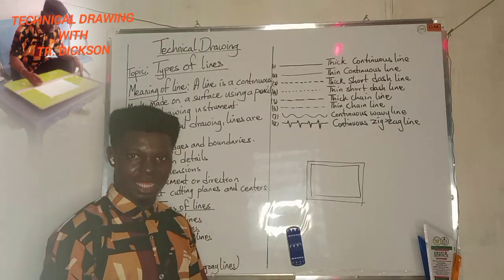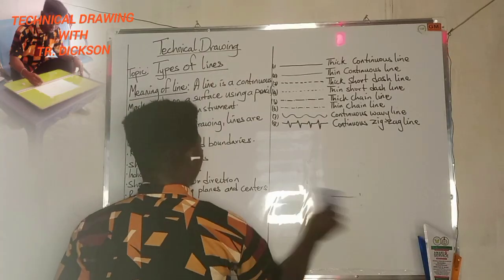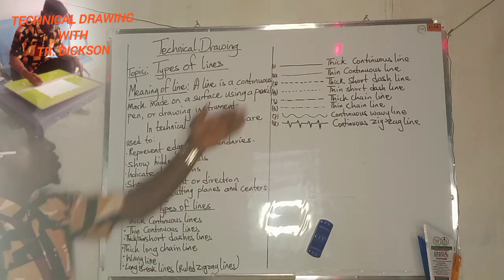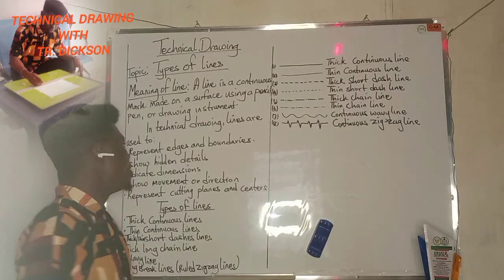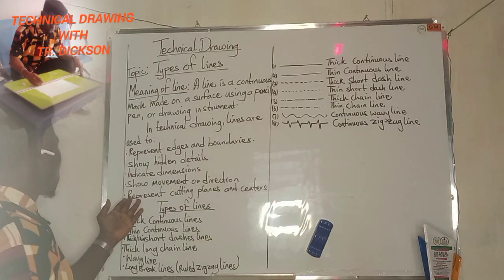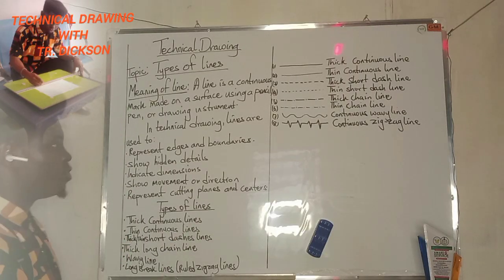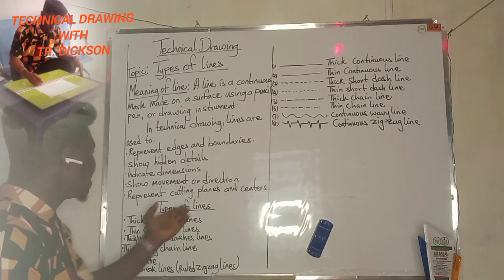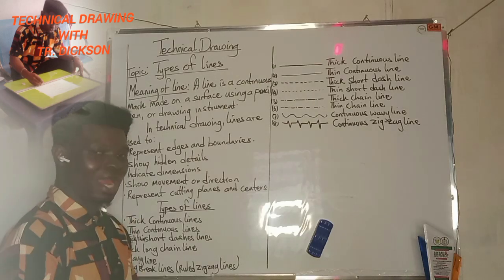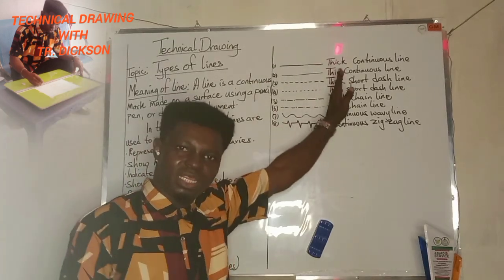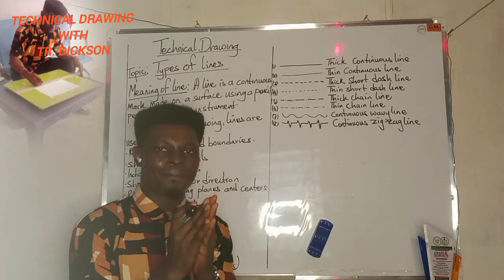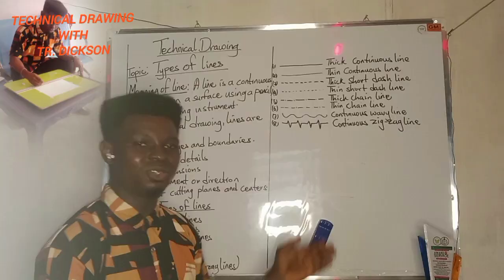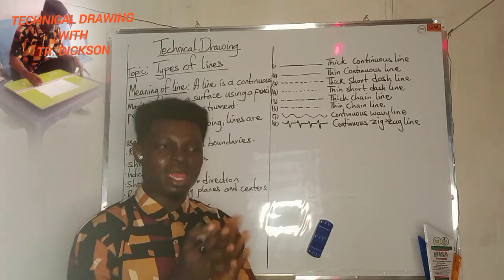That's the illustration there. All right, so another thing that we use lines for is to show hidden details. Of course, when we go to the types of line, we will describe more on that. It also shows movement or direction, and represents cutting planes and centers. Why I always point to this direction is because I want to use them when I'm talking about the individual types of lines. For example, when we are talking about the continuous line, we will see where they are relevant.